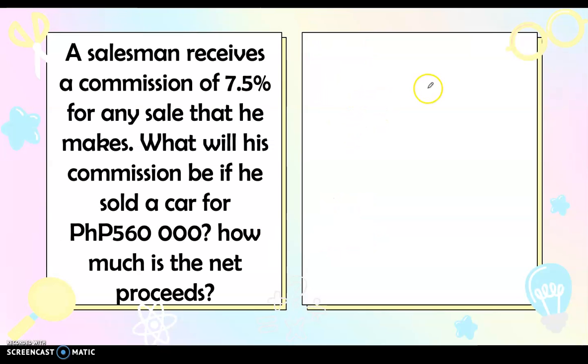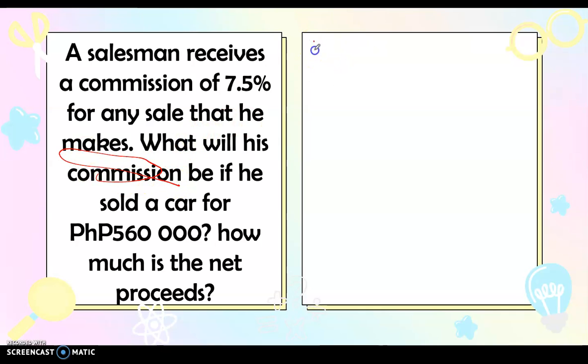Next, a salesman receives a commission of 7.5% for any sale that he makes. What will his commission be if he sold a car for 560,000 pesos? How much is the net proceeds? So there are two questions here, so we need to answer two also. The first one is, how much is the commission?